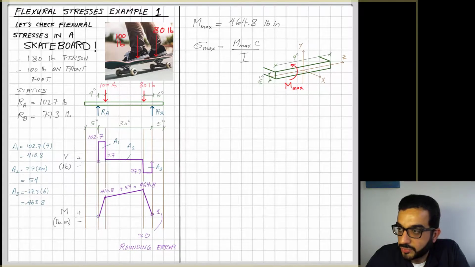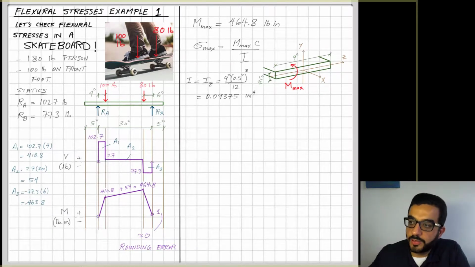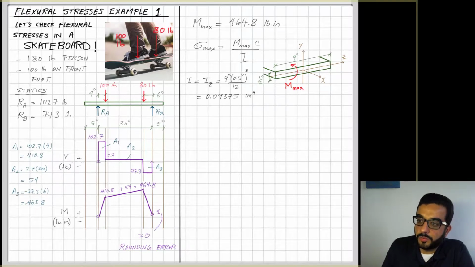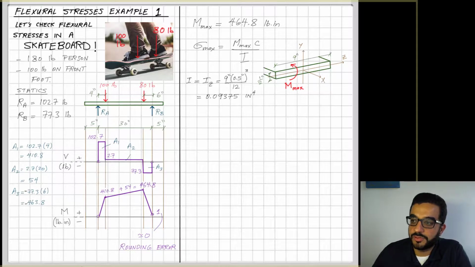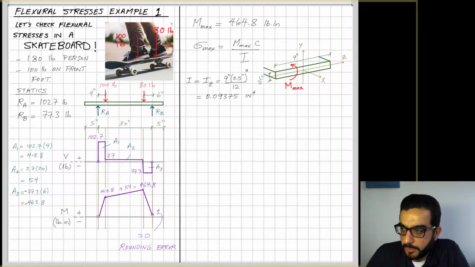So by looking at this cross section of the skateboard, I see here that the I that will resist the maximum moment will be the I around the z-axis, and the width of the section that's parallel to the z-axis is 9, but the dimension that's really resisting the moment here is to the power 3, which is the thickness here, which is half an inch. So I end up with this value in inches to the power 4.